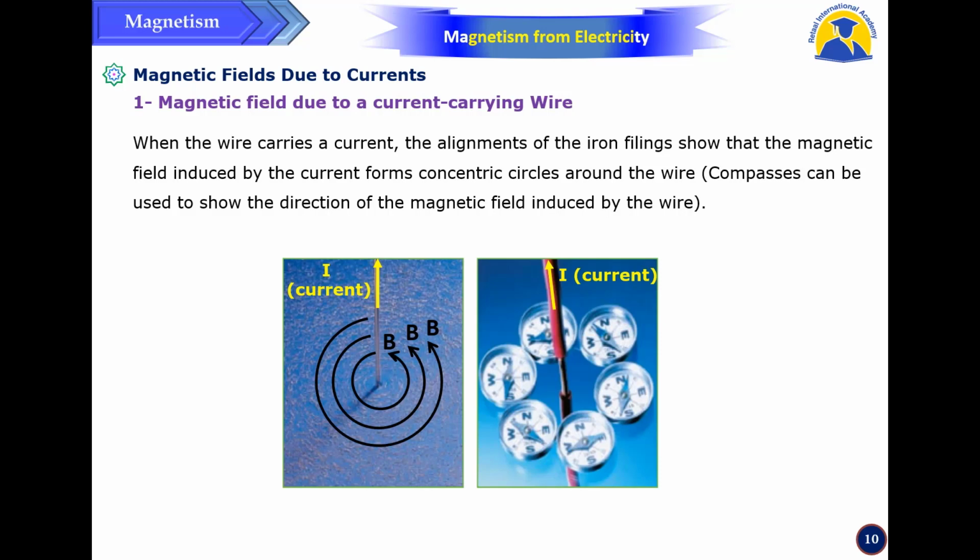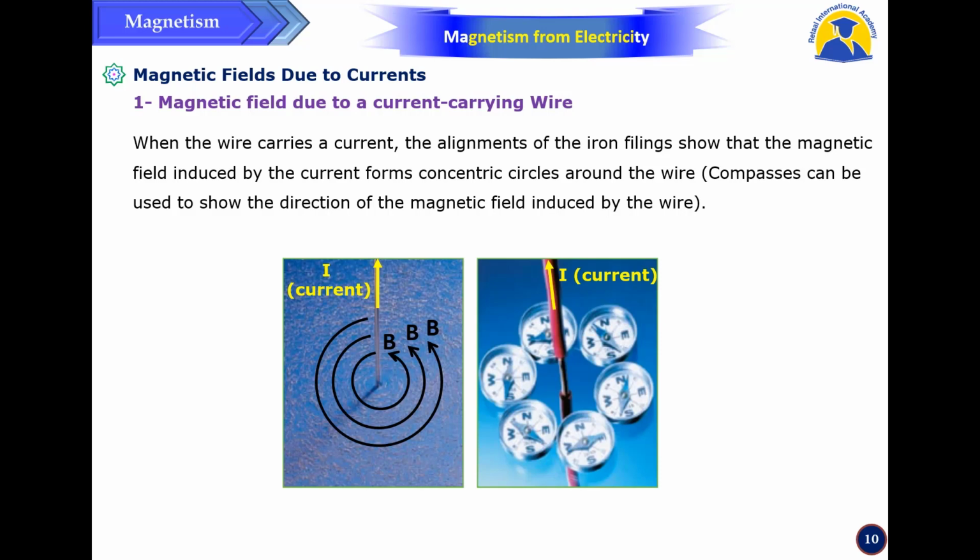Also here compasses can be used to show the direction of the magnetic fields induced by the wire. So when the current is moving inside the wire, we will have a magnetic field around the wire, which makes circles around the wire. Here we can use a compass to show the direction of the magnetic field, which is circles.